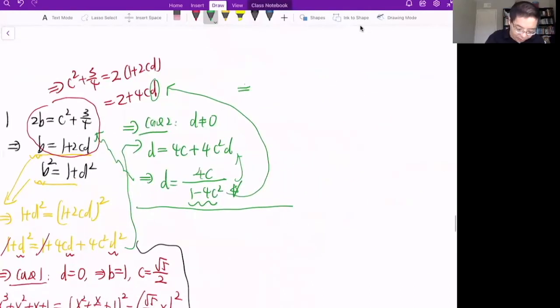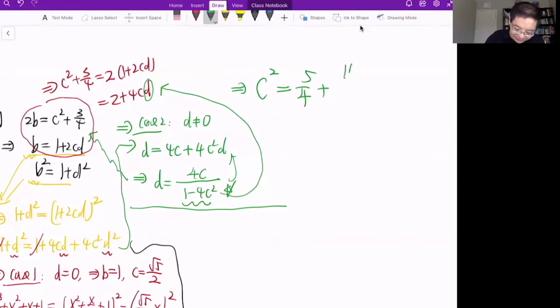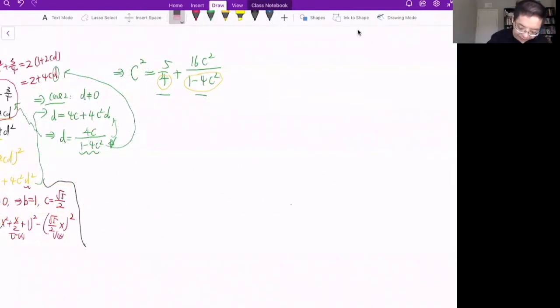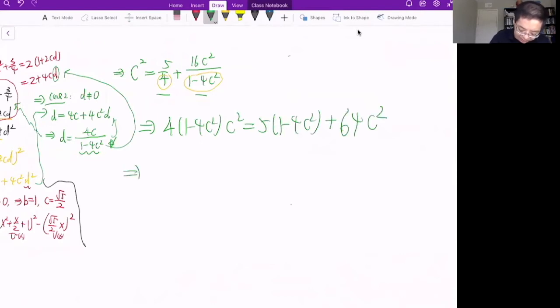So after I do that, I will get the equation c squared plus 3 over 4 equals 5 over 4 plus 16c squared over 1 minus 4c squared. We just need to make sure our calculations are correct. I need to be a bit careful. Okay, so now we need to simplify this expression. Let's multiply 4 and 1 minus 4c squared on both sides to get rid of the fraction terms. All right, so we get 4 times 1 minus 4c squared times c squared equals 5 times 1 minus 4c squared plus 64c squared. Okay, so let's be patient and careful. So let's calculate this out. We get 4c squared minus 16c to the 4 equals 5 minus 20c squared plus 64c squared, right?